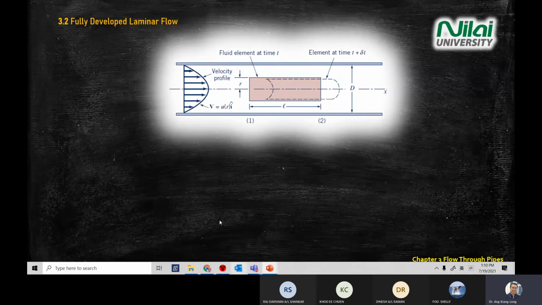You see on the left hand side, you're having a parabolic profile there. The parabolic profile gives you an equation: V equal to U in terms of R. U in terms of R distance means there is an equation that links the R with the velocity. What I mean by i hat is a vector form. So i hat vector form is usually linked with the x direction.